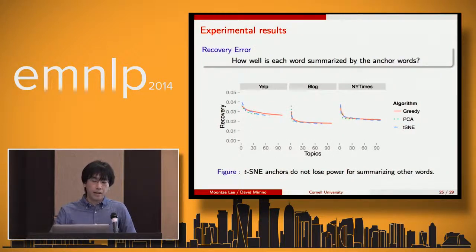And recovery error. This explains how well our anchor words could summarize the rest of the words. As you already saw in the first slide, the key component of this inference is that anchor words play a role of basis, which could regenerate every other word. This measure evaluates how well the summarization goes. Our t-SNE model works as comparably as the greedy baseline, and if you look carefully, it's actually slightly better.